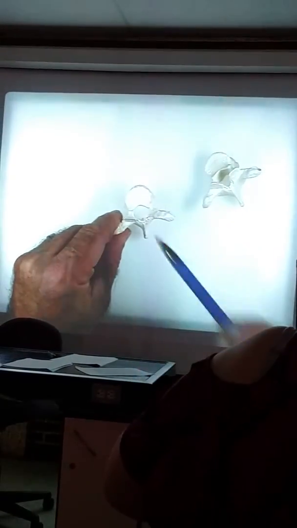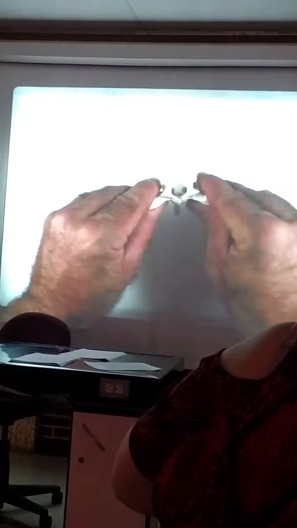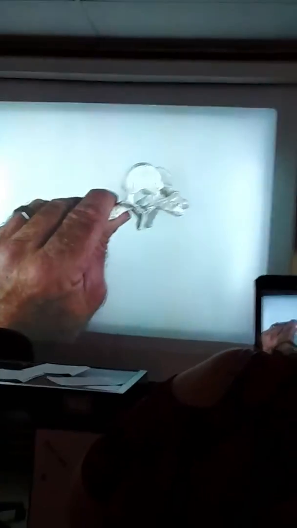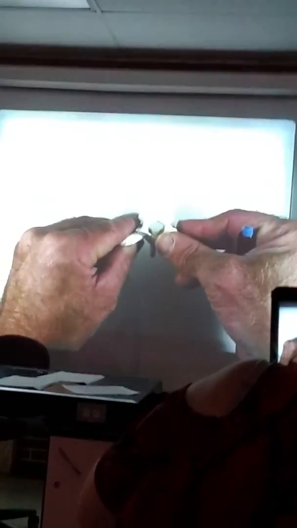Okay, the vertebral foramen is right here. That's the vertebral foramen. When you line up all of the vertebral foramen like that, you get the vertebral canal right there. So each individual vertebrae has a vertebral foramen. Here's a vertebral foramen, here's a vertebral foramen. And then when you line them all up, that's the vertebral canal. That's where the spinal cord runs, of course.